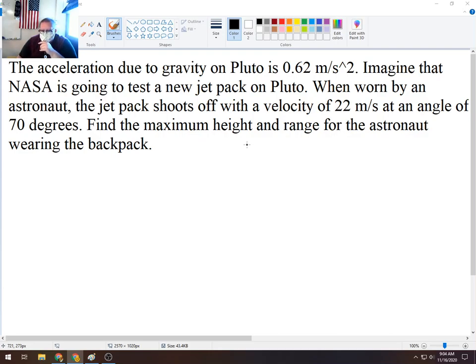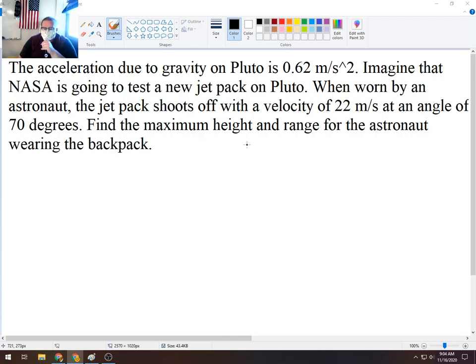So here the scenario is your acceleration due to gravity on Pluto. That's what g is, right? Acceleration due to gravity is g. It's simply how fast an object accelerates when you let go. Like if I let go of an object, it will accelerate. On Earth, it's 9.8 meters per second squared. On Pluto, it's much, much less. It's 0.62 meters per second squared because Pluto is so much smaller.